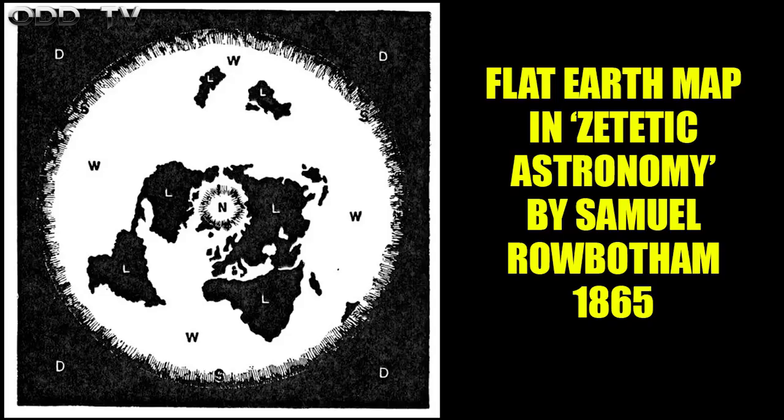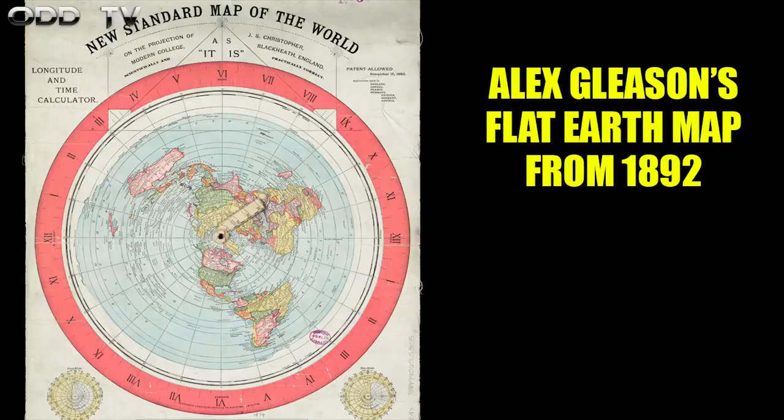Here's a flat Earth map in Samuel Rowbotham's book Zetetic Astronomy. Here's Alexander Gleason's flat Earth map, one of the most popular to this day.